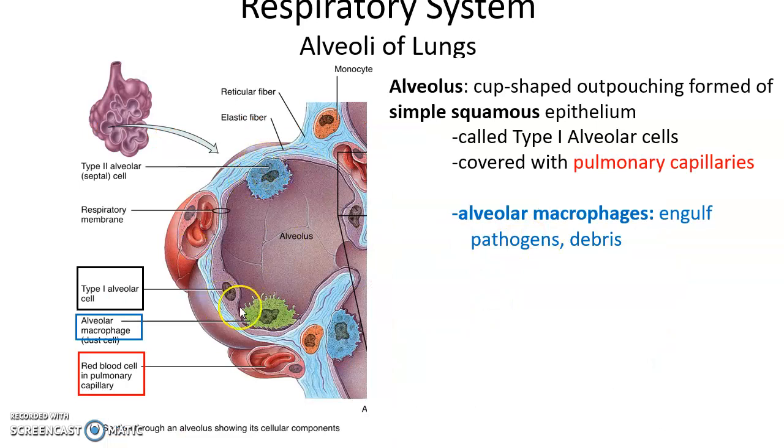Also found within an alveolus are alveolar macrophages. These are macrophages that go around engulfing pathogens in the alveoli and also any debris that the macrophage can eliminate.